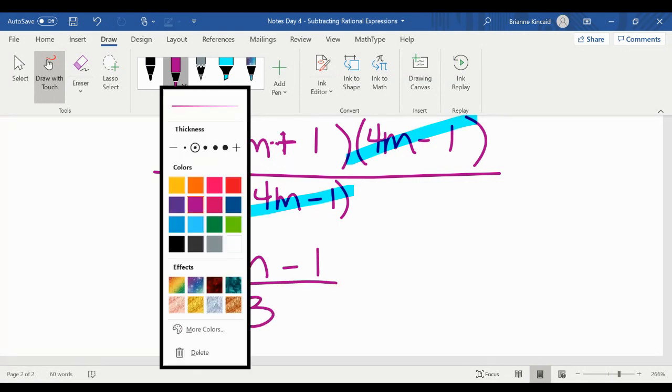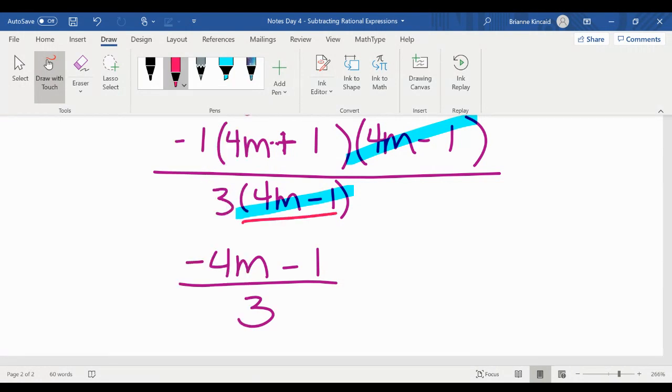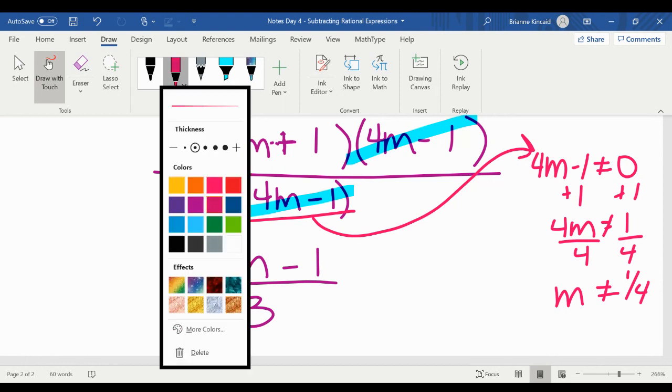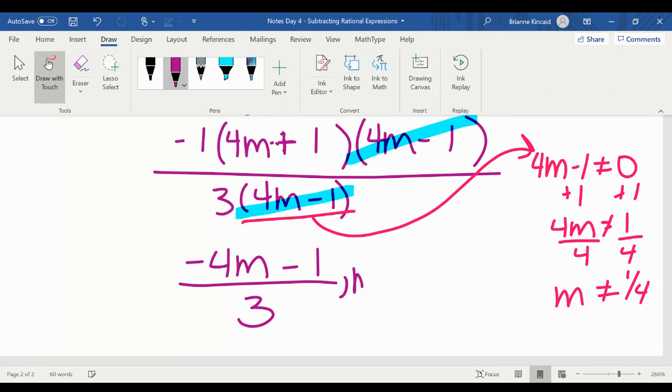Remember, if you're struggling with the excluded values, all you have to do is take whatever you've crossed out and set it not equal to 0. So I add 1 to both sides. 4m equals positive 1. Cannot equal positive 1. Divide by 4. m cannot equal 1/4. So you list your excluded value as m cannot equal 1/4.